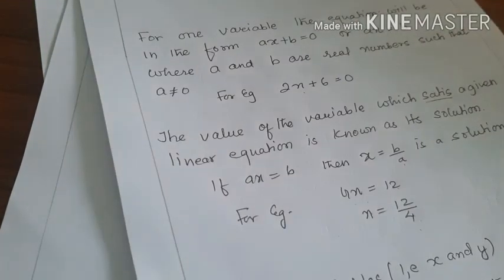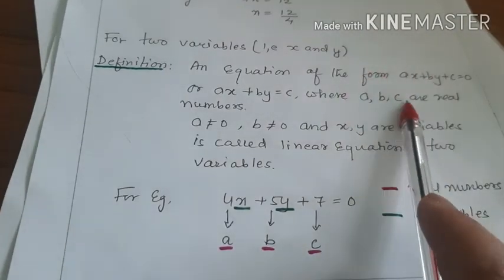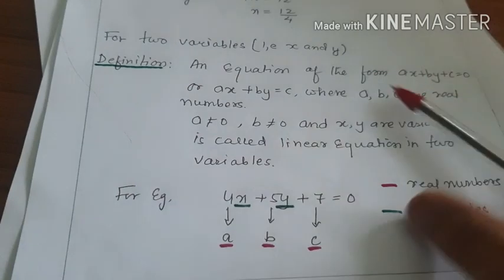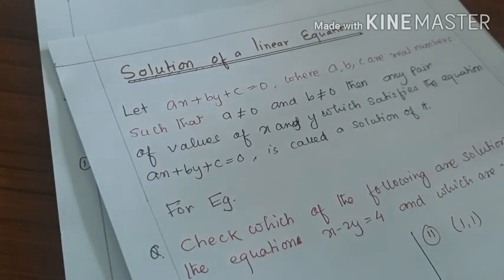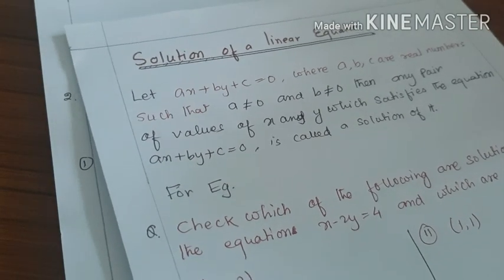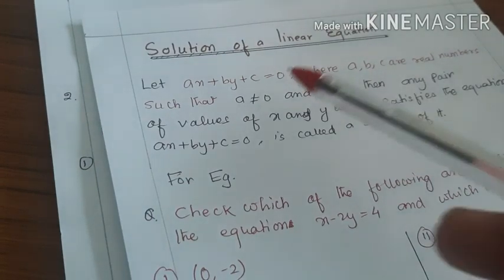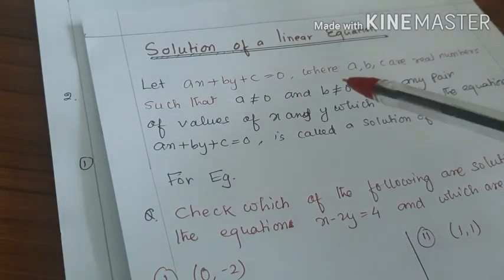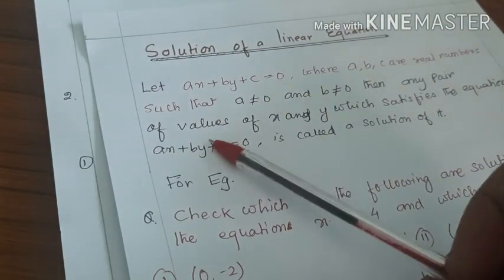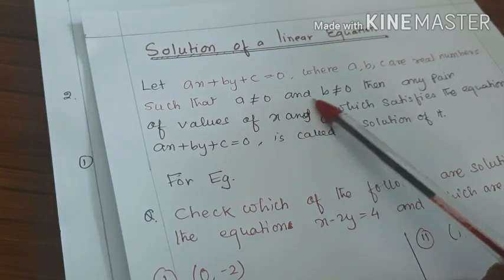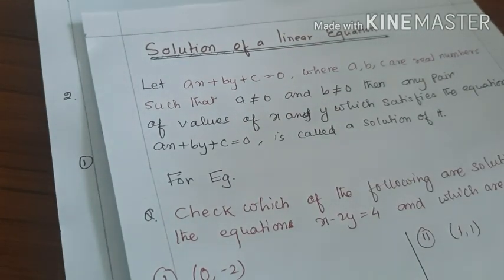In these general equations, what we have to know is this format: ax plus by plus c equals 0. This is the general form of a linear equation. Okay, now how do we solve it, or how will we find the solutions for this? To understand that, we have the solution of a linear equation. Let ax plus by plus c equals 0, where a, b and c are real numbers, such that a is not equal to 0 and b is not equal to 0. Meaning a should not be 0 and b should not be 0.